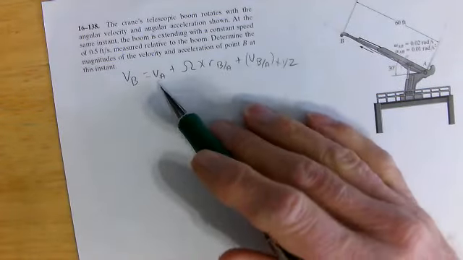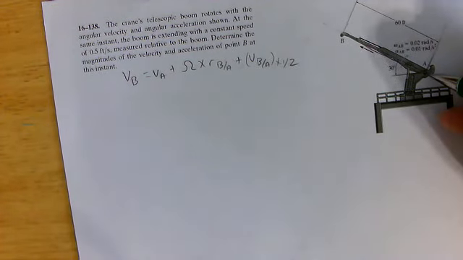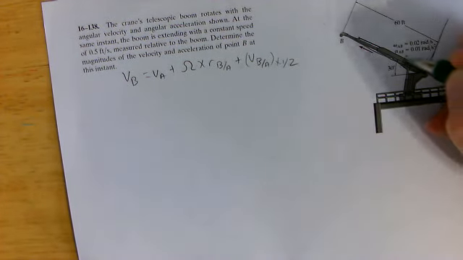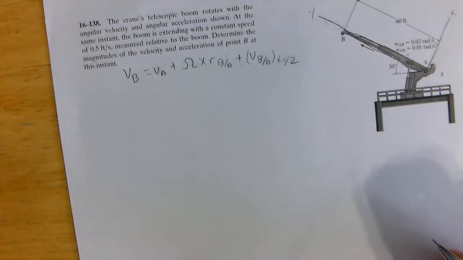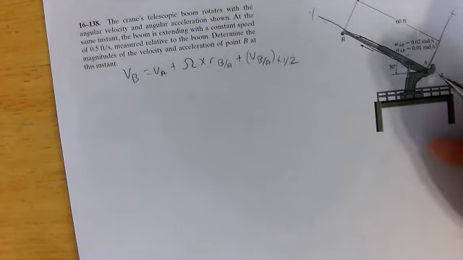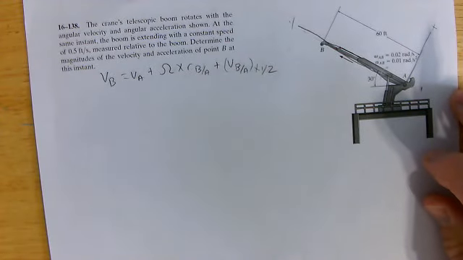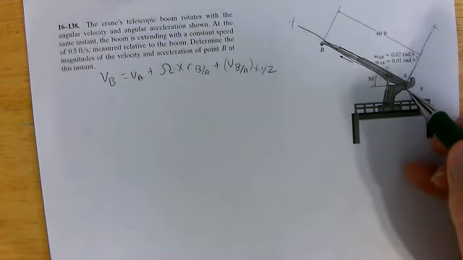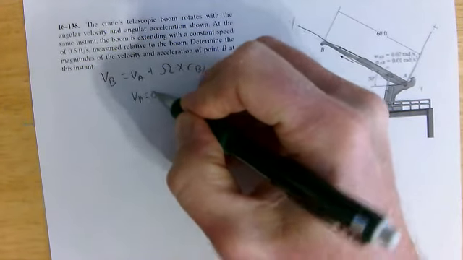So VA is the velocity of the origin of the xyz. So this is going to be our xyz frame here, and we're going to have it rotate with the boom. So there's our x, there's our y. So it'll rotate with the boom, and there's the origin of that. Now the origin of that is not moving. It's going to be rotating, but it is not translating. So VA then is equal to 0.